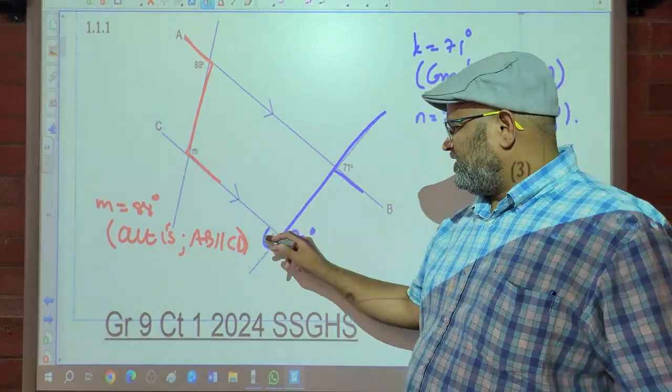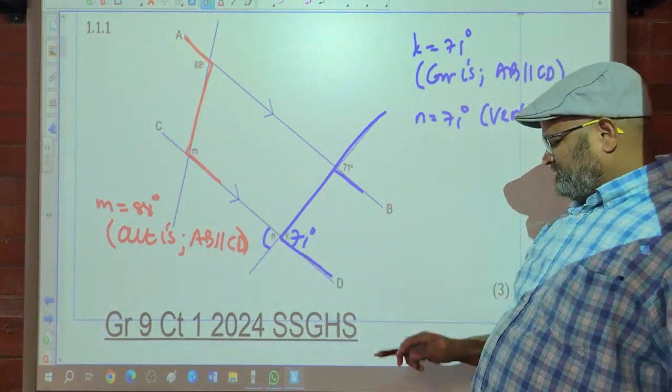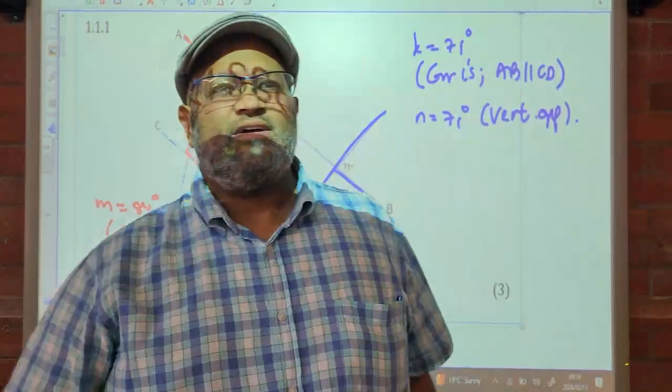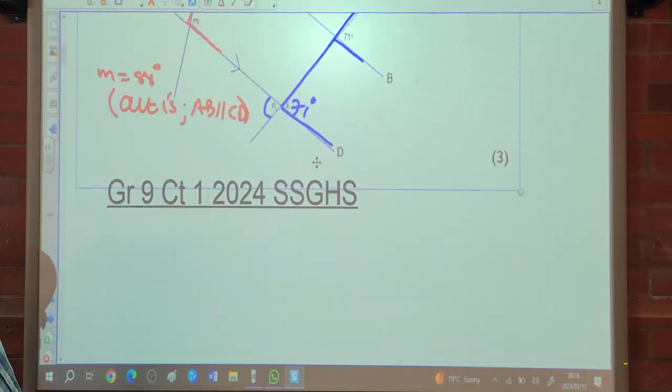So this is vertically opposite, not so? And vertically opposite angles are equal.